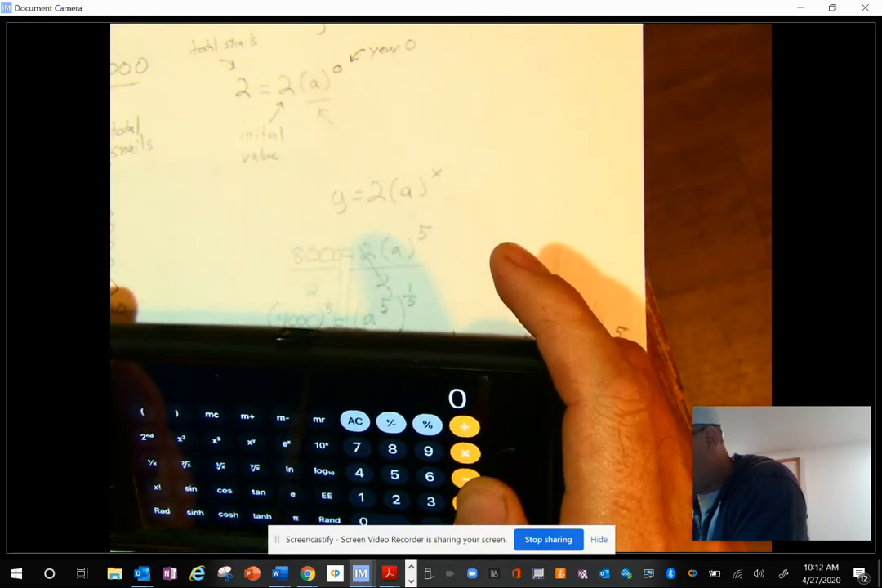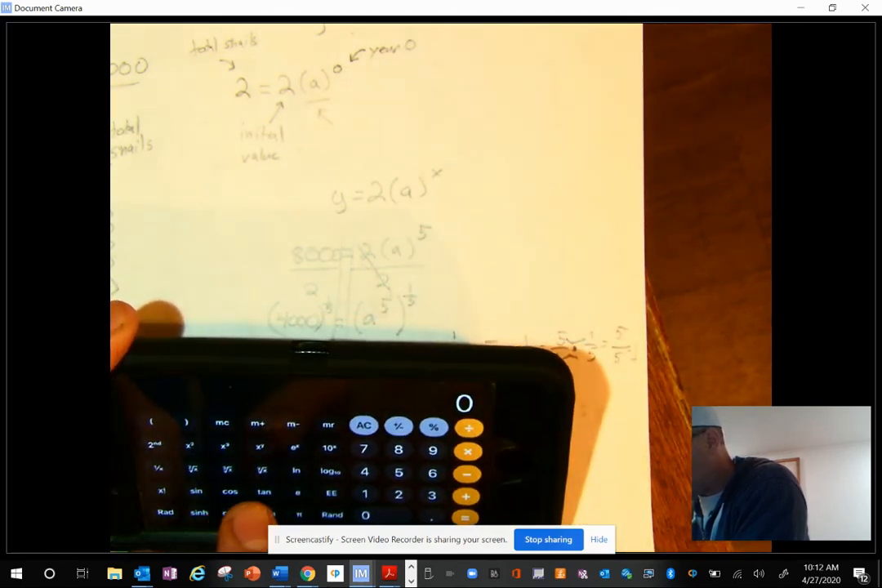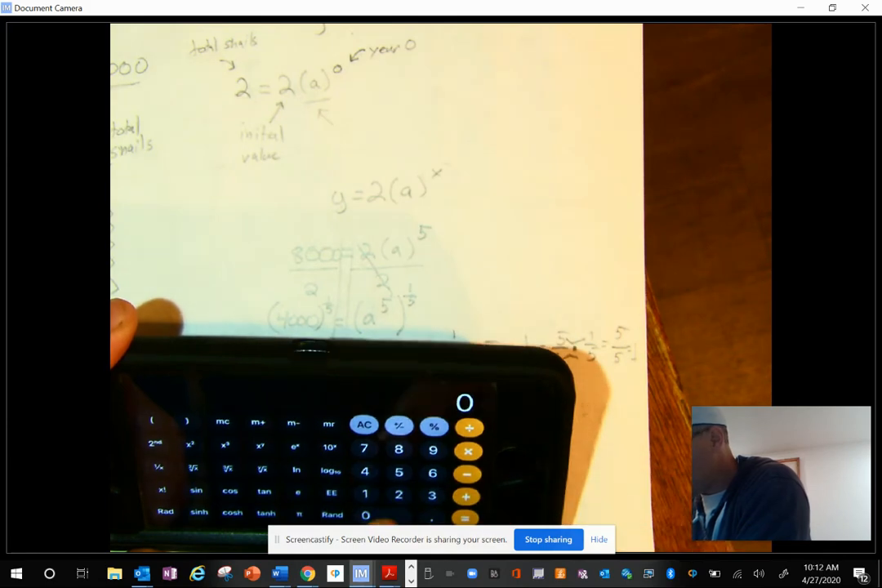Where's the power button on this sucker? Right there, I think that's it. Yeah.